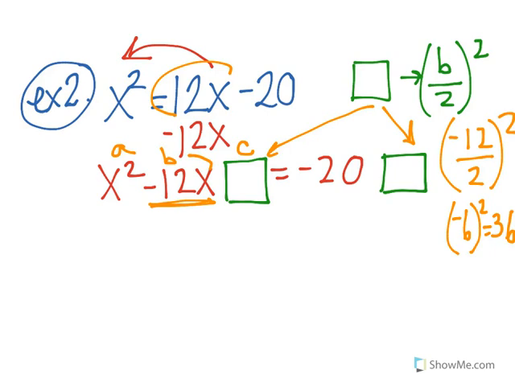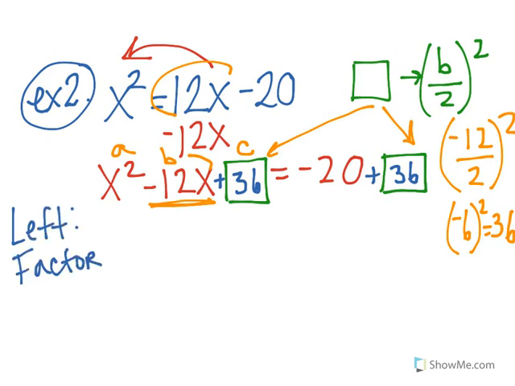So put 36, and since it's positive, put 36. And then over here, I'm going to put 36. On the left side, you're going to factor. On the right side, we're going to simplify. Left, factor. So what I just created by doing b divided by 2 and squaring it is a perfect square trinomial.